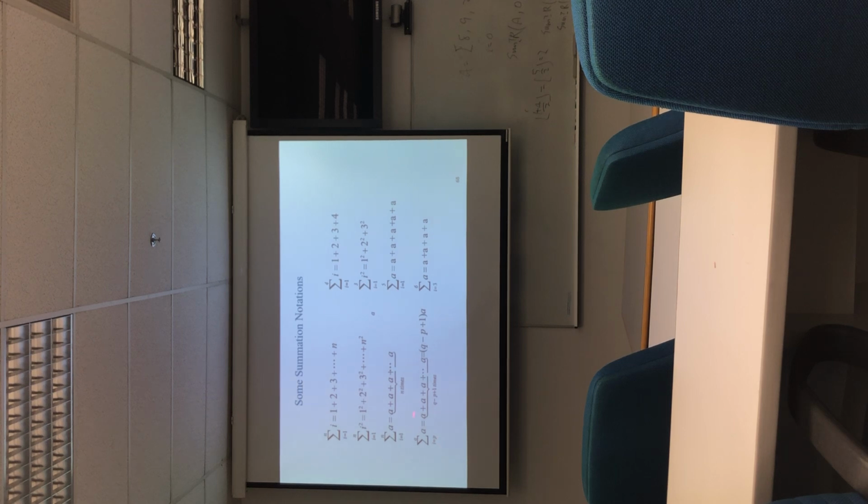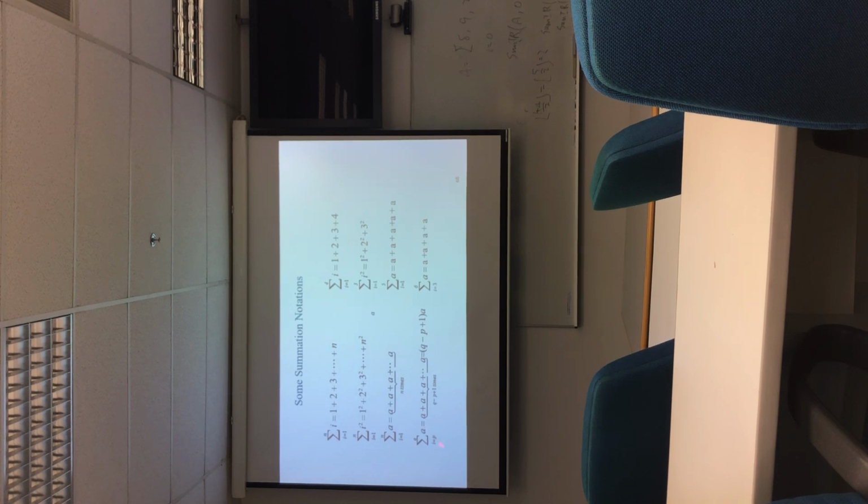So here, it does not mean that i has to start from 1. i can start from something different from 1. I can start from 3, 4, etc. Okay? So i starts from p to q, of a.